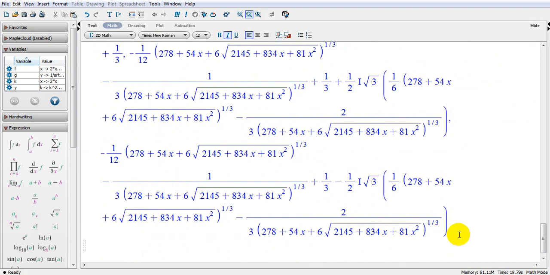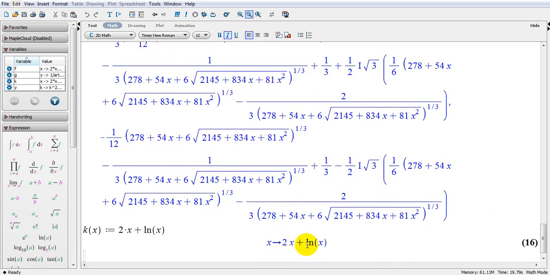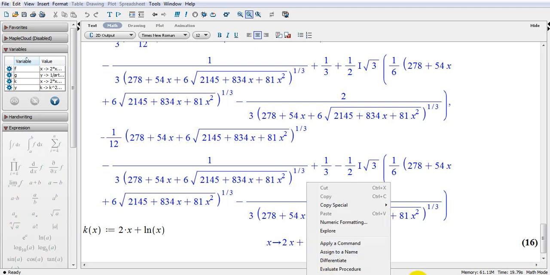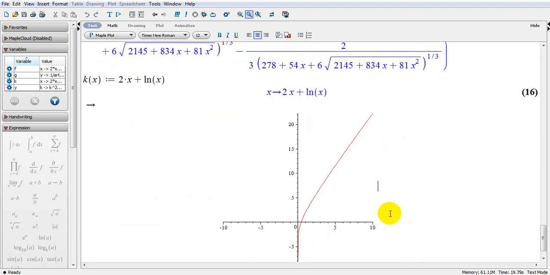Maple also allows you to find the function of a function of a function, and you can continue. Let's have an example here. k(x) is equal to 2 multiplied by x plus ln x, and this is the function. I can plot this simple function: you go here, plot, 2D plot, and this is how it looks.